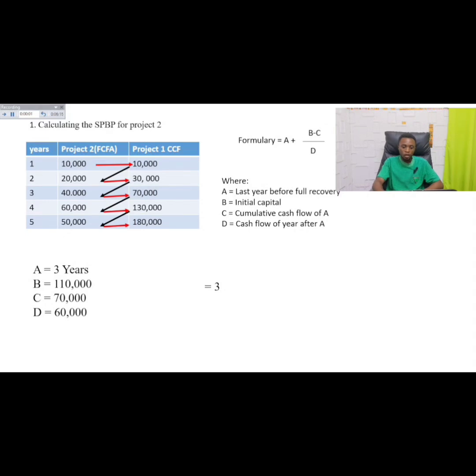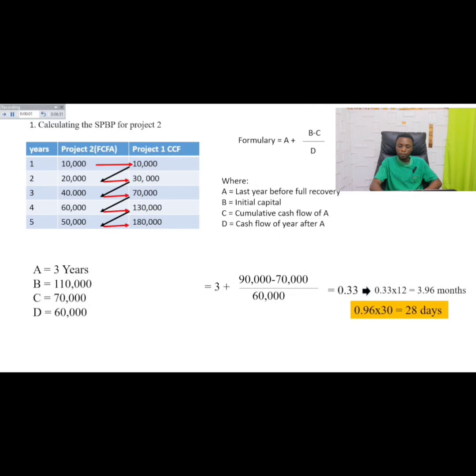So A, which is 3, plus B, which is 90,000 francs, minus C, which is 70,000, divided by D, which is 60,000 francs. If we take 90,000 minus 70,000 divided by 60,000, it will give us 0.33. Now to convert this 0.33 to months, we multiply it by 12, which gives us 3.96 months. Now to convert that 0.96 into days, we multiply 0.96 by 30, which gives us 28 days.